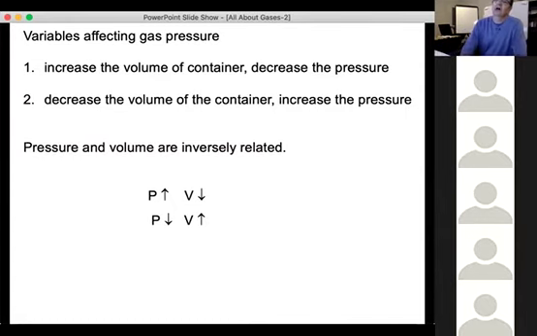Variables affecting gas pressure. Well, if you increase the volume of the container, you decrease the pressure. If you decrease the volume of the container, you increase the pressure. It's just like squeezing a ball. Pressure and volume are inversely related. As pressure goes up, volume goes down. And as pressure goes down, volume will go up.